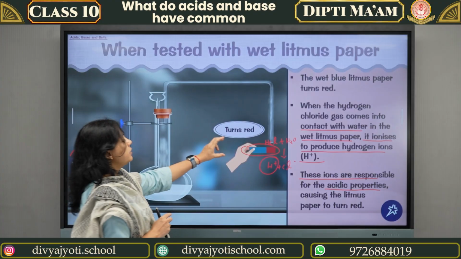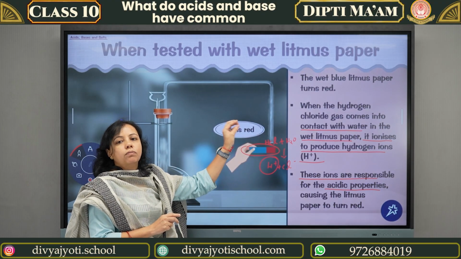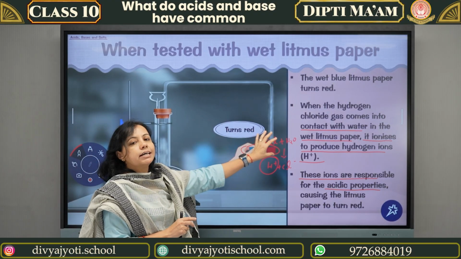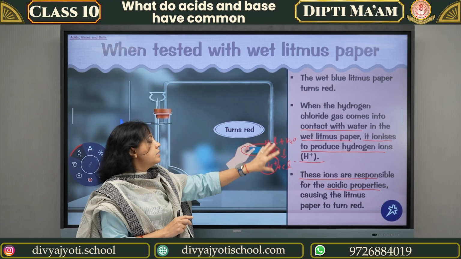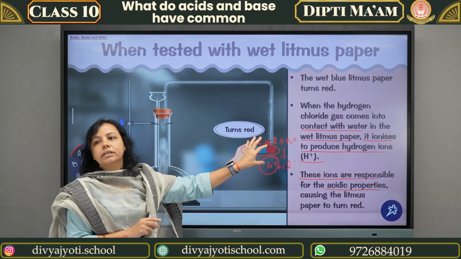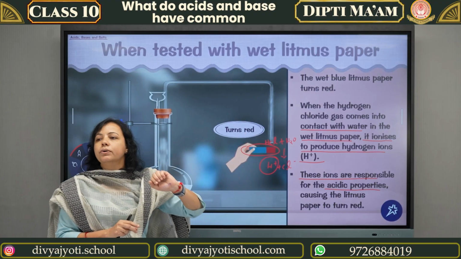But instead of the dry litmus paper, suppose you take the wet litmus paper. The water particles are present in the litmus paper, which reacts with this HCl gas, and because of this the ionization process happens, producing the H plus ion which converts the blue litmus paper into red.